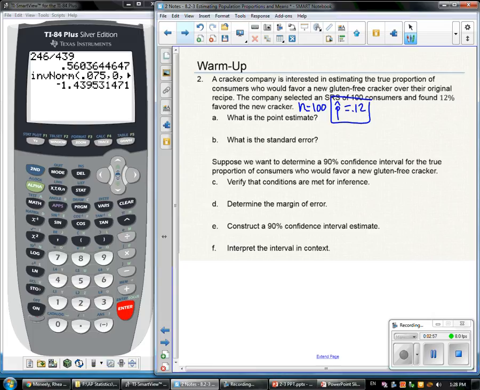To compute the standard error, remember, standard error is just the standard deviation that is computed from the sample data. So we're used to computing the standard deviation by taking the square root of p times 1 minus p over n. The only problem is I don't know what p is. So I'm going to use my sample value, which is 0.12 times 1 minus 0.12 over 100. And because it's going to be different every time I take a different sample, I can't call it standard deviation. I call it standard error.